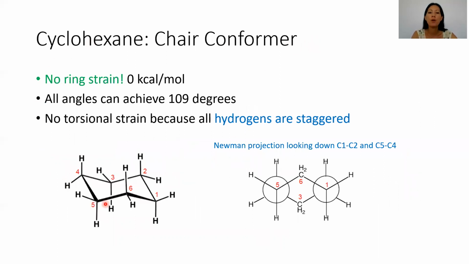Cyclohexane is one of the most ubiquitous, and you have no ring strain, 0 kcal per mole, and the angles that you can achieve are 109 degrees. There's also no torsional strain because the hydrogens are staggered. So we can look at, and I'm going to show here, a 6-membered ring. So if you want, you could pull out your models. You'll definitely need your models for the next video, but you can join 6 carbons in a ring.